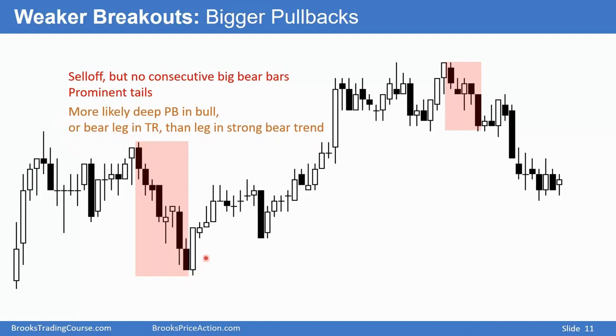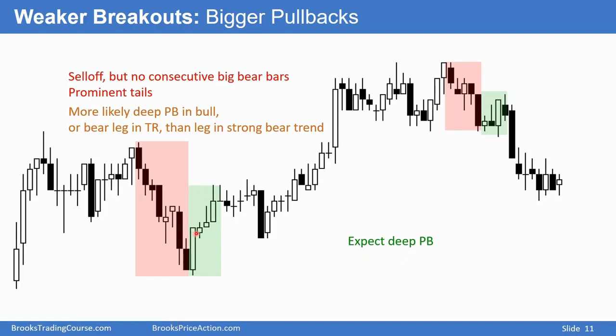Big bear breakout, and expect a deep pullback. It's either a bear leg in what will become a trading range, or a bear leg in what will become a weak bear trend. Here it became a bear leg in what was a trading range to this point, and then we got a bull breakout. Bear breakout, but probably bear leg in a trading range, and not likely the start of a strong bear trend.